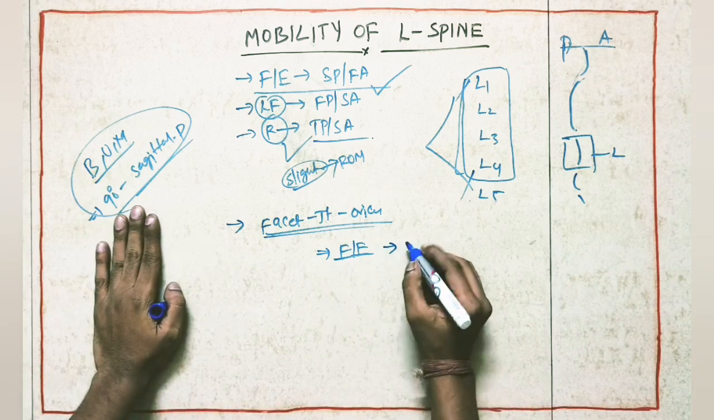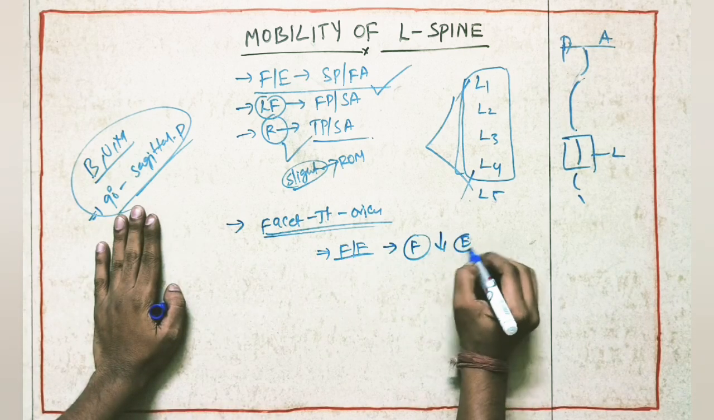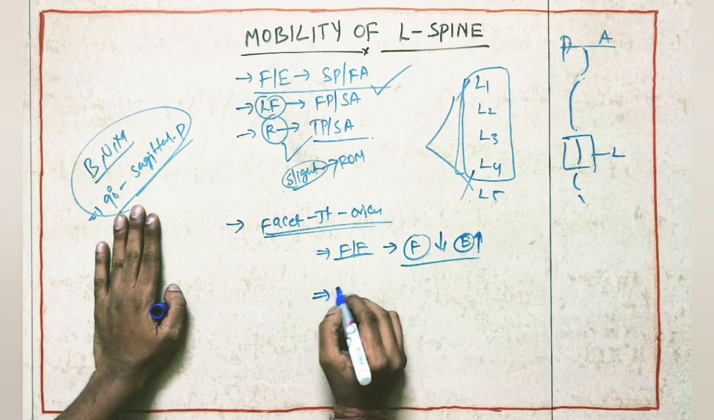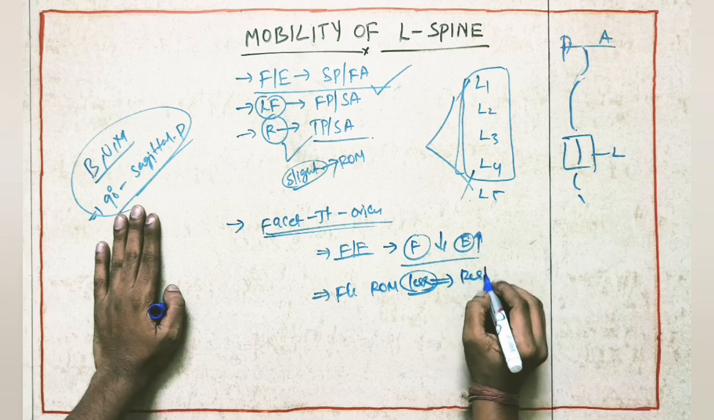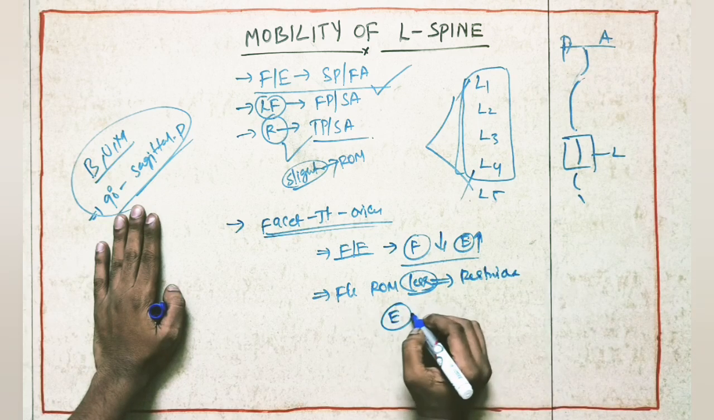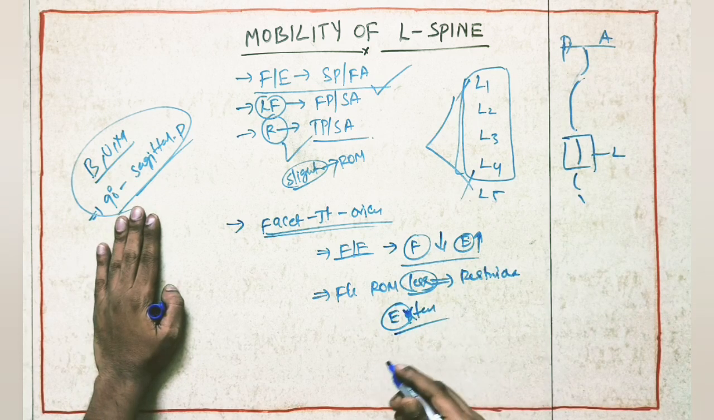Suppose we see that flexion is less compared to extension. What does it mean? Flexion ROM will be less. That means it is going to be restricted more compared to the extension movement of the lumbar spine.